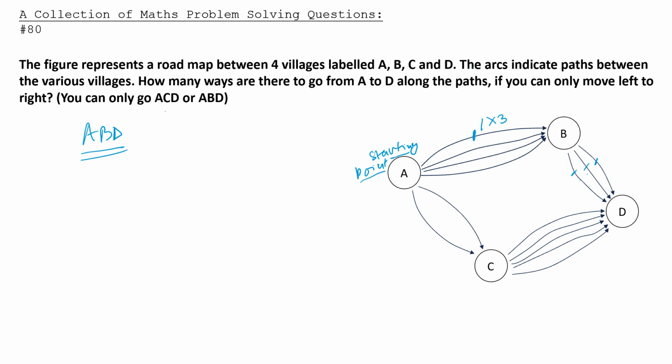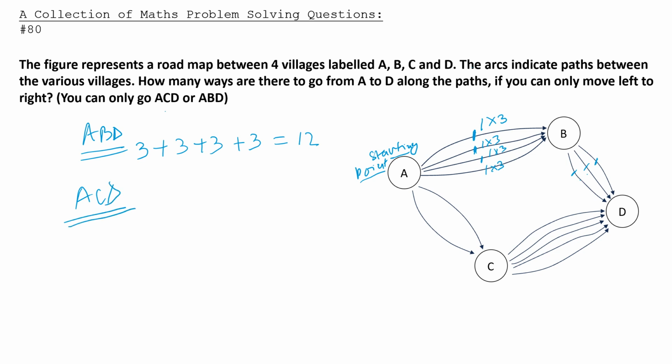Then the same thing would apply if you were to choose the second path, 1 times 3. If you were to choose the third path, it would be the same, 1 times 3. So the number of ways you would be able to go from A to D, A, B, D, that is, would be 3 plus 3 plus 3, and that is 12. Now you can go from A to C to D. So let's work that out.